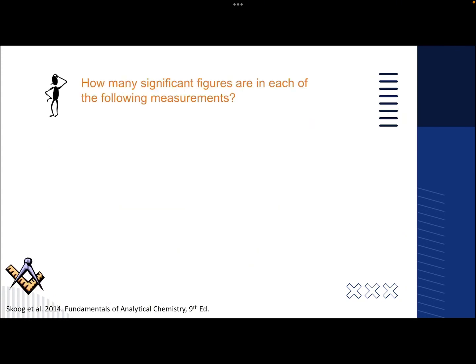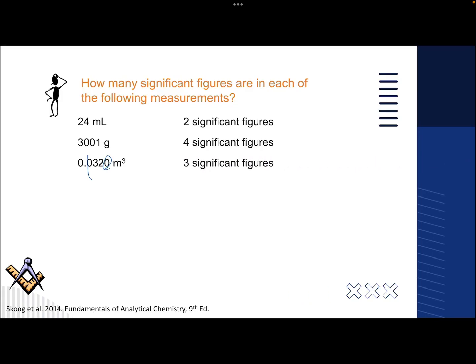So how many significant figures are in each of the following measurements? 24 has 2 significant figures. For this one, the leading zero is not significant, but this one is significant, so 3 significant figures. Then this one is also 2.